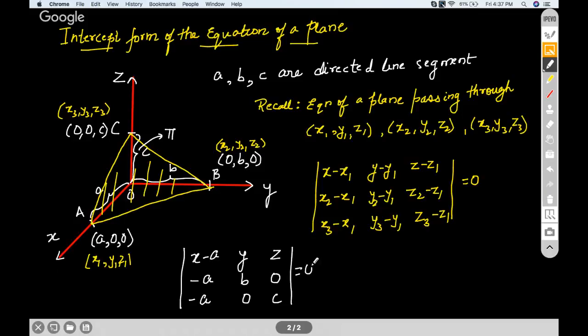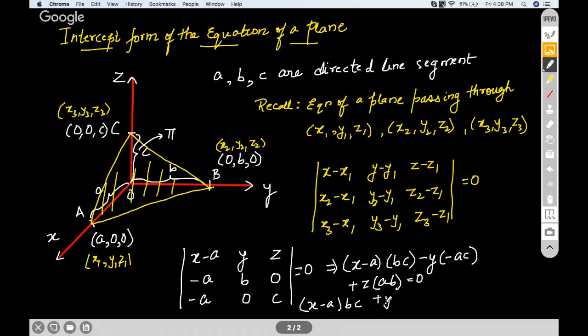All right. Now let us expand this. When we expand this, we get (x minus a) times bc minus y times (minus ac) and plus z times minus of minus ab, which is plus ab, equal to 0, which finally simplifies to (x minus a) times bc plus y times ac plus z times ab equal to 0. Okay, which can further be simplified as xbc + yac + zab = abc.